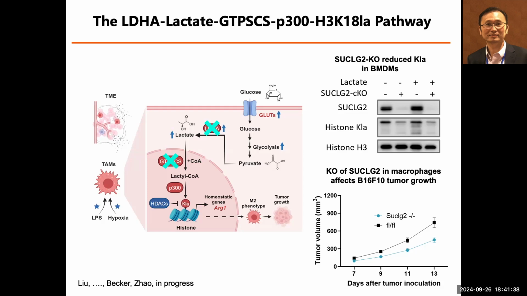Both knockouts can regulate macrophage function and modulate the macrophage M2 versus M1 ratio in tumors, and also can regulate tumor growth. So together, from this genetic data, we show that this pathway is physiologically relevant, at least in animal models, and it can regulate macrophage function and tumor growth.